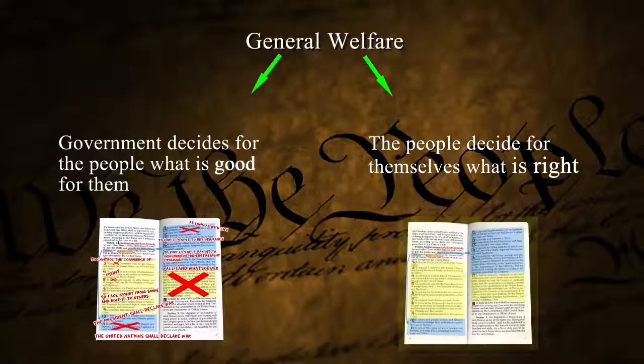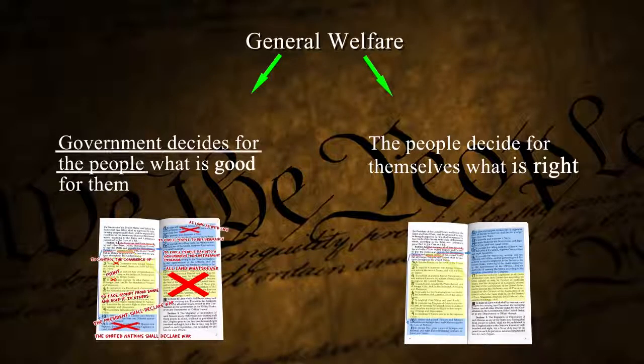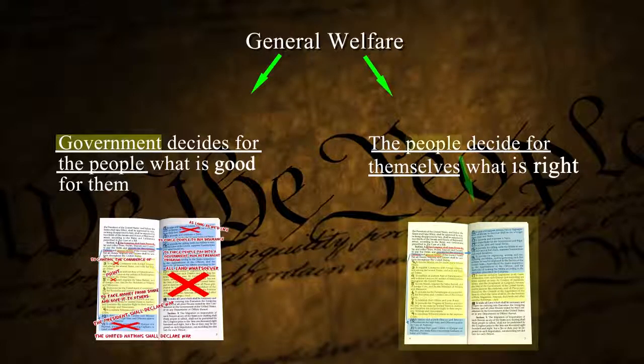Notice the difference here. On the left-hand side, the government decides for the people what's good for them. On the other side, the people decide for themselves what is right. Do you see the difference? One puts government in charge of the people. The other one puts people in charge of the government. That's America. When the people are in charge, the source of power is the people. We're the ones who've been endowed with unalienable rights. Now we get to decide how to self-govern.